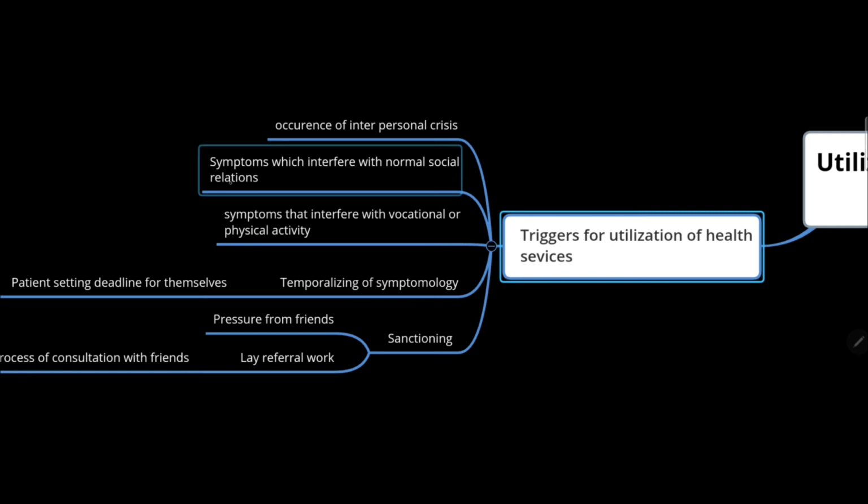Next is symptoms which interfere with normal social relations. So if the person has to, say, go for a trip, and he realizes that the pain is interfering with his trip, he might visit the dentist. Next is symptoms that interfere with vocational or physical activity. So if he's having pain which is affecting his normal day-to-day activities, he's going to utilize the services.